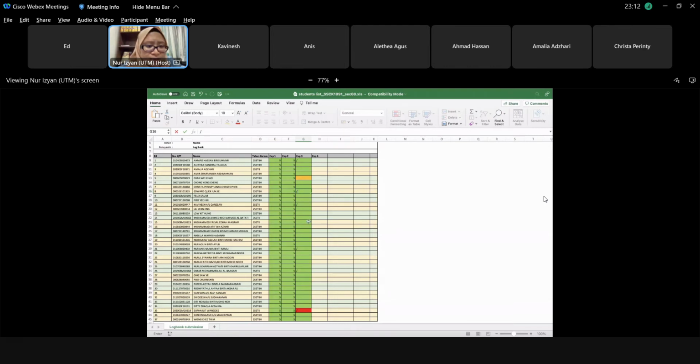Muhammad Afif Azhar. Okay, Muhammad Afif. This detection using this AAS is a type of quantitative or qualitative analysis.